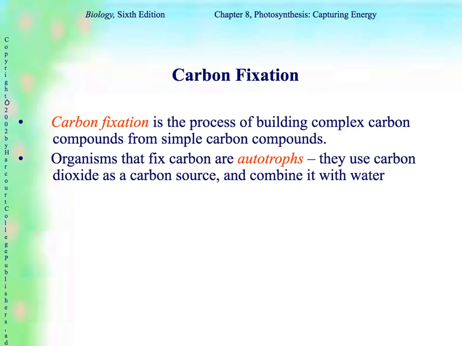water and makes glucose. That process is basically called carbon fixation. It's a process of building complex carbon compounds like glucose from a simple carbon compound like carbon dioxide. And the organisms that do this, that fix carbon, are called autotrophs because they're using carbon dioxide as a carbon source, combining it with water to make the glucose.